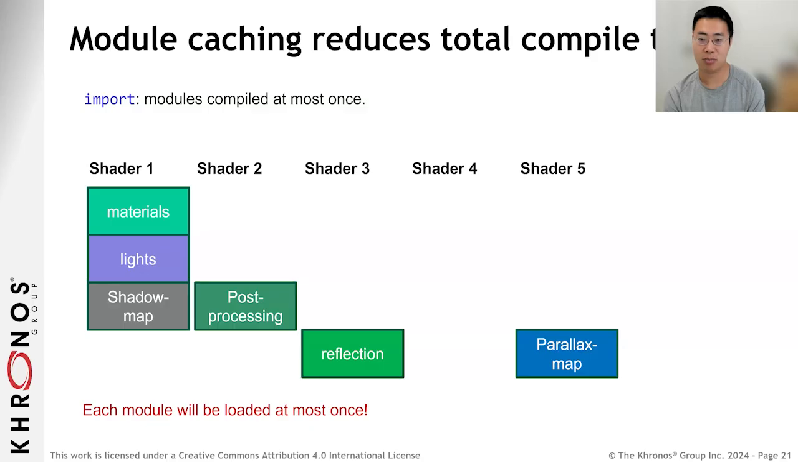But if we implement all these features with modules and reference them with import, then we can skip all the modules that have already been compiled before. So this means that each module in your engine will be compiled at most once, no matter how many shaders are using them. And you may wonder, what does it really mean when I say compiling a module?